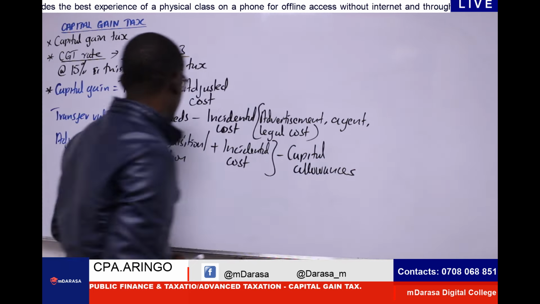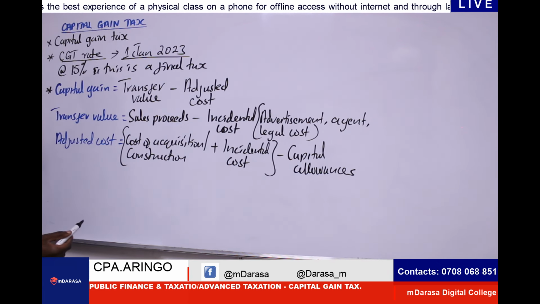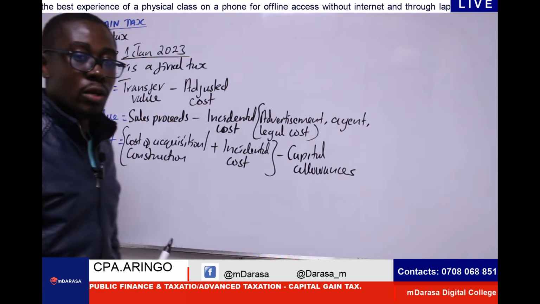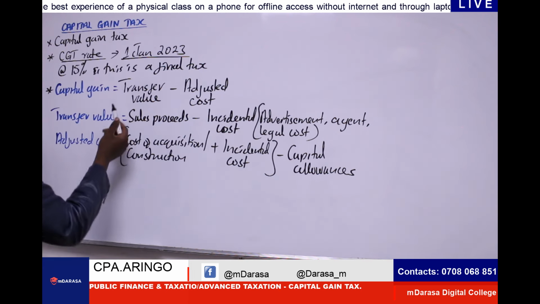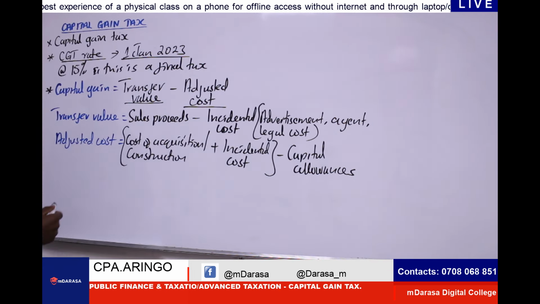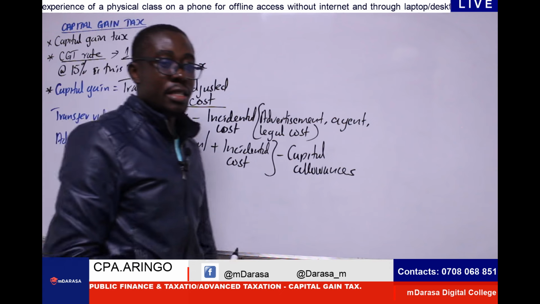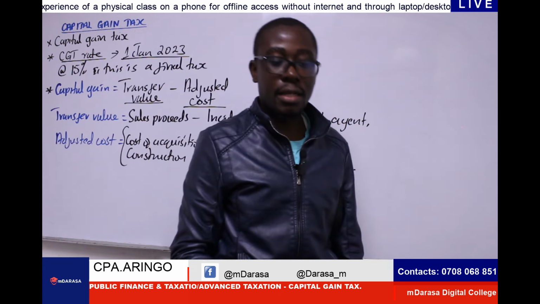So having this, it will enable us at least to determine that adjusted cost. So by doing this, we can conclude that we have our transfer value and we have our adjusted cost. So it will be very easy for us to determine our capital gain. Just a matter of us understanding the variables listed there.